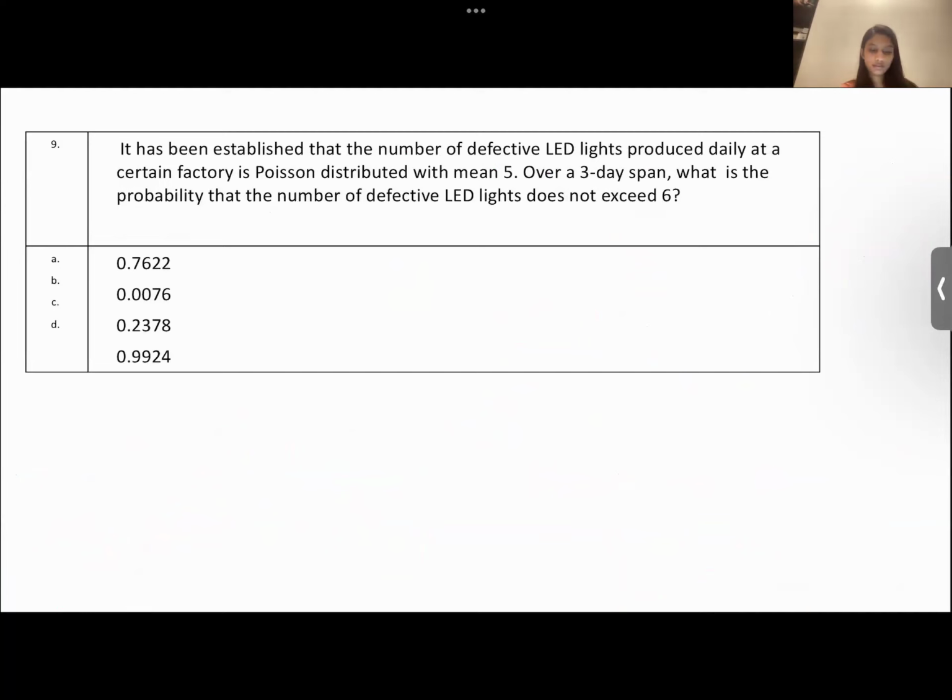So the number of LED lights produced daily at a certain factory follows a Poisson distribution with mean equal to 5. So here K is equal to 6 basically. What is the probability that the number of defective LED lights does not exceed 6? So K is equal to 6. And here it's given over a 3-day span.